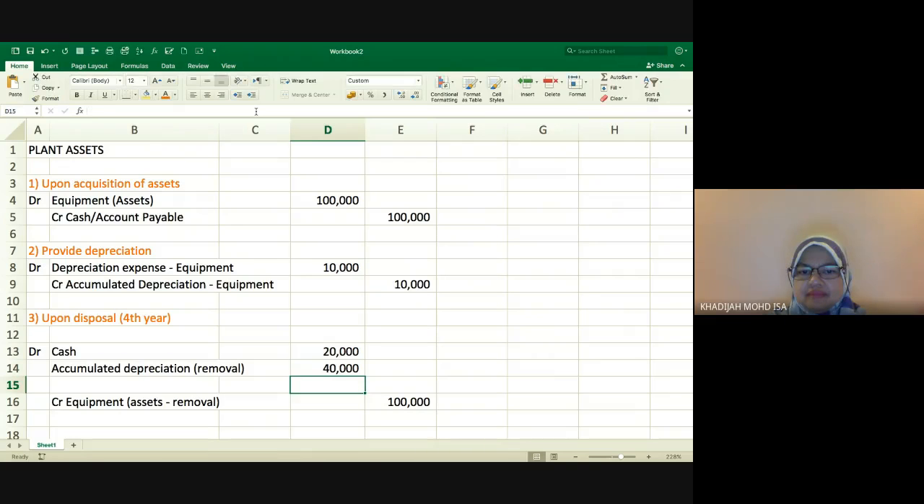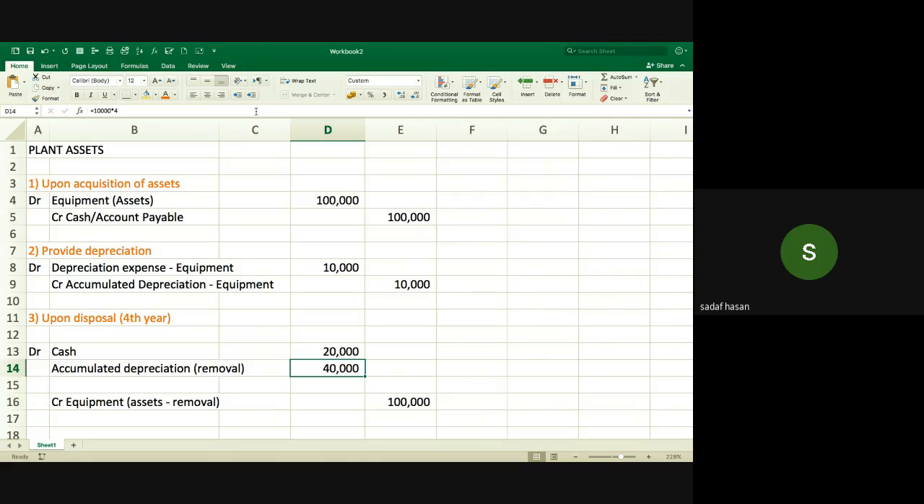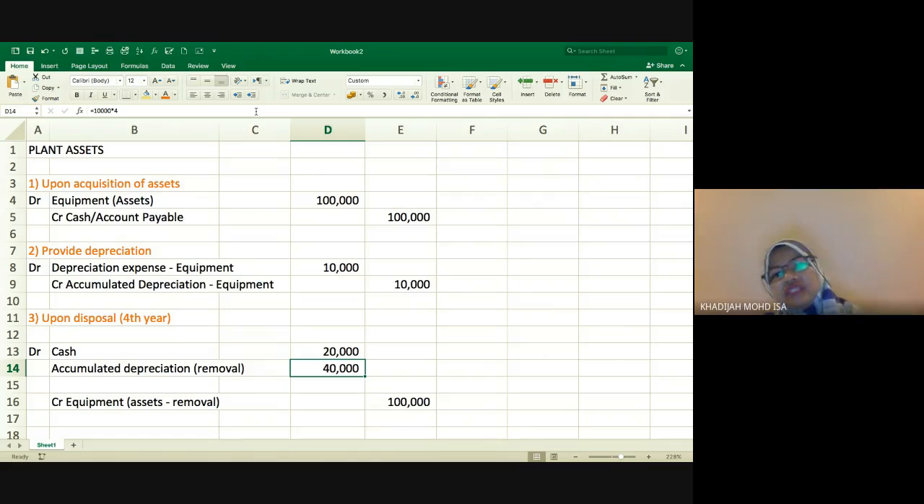Okay. For that, there are two conventions in this. One says that in the year of disposal, there should not be any depreciation expense provided. But the other convention says that in the year of disposal, you can still provide the depreciation.